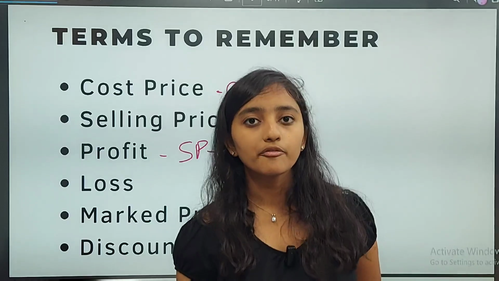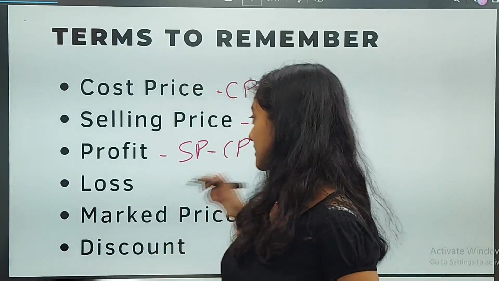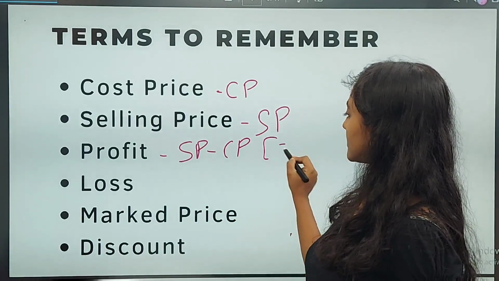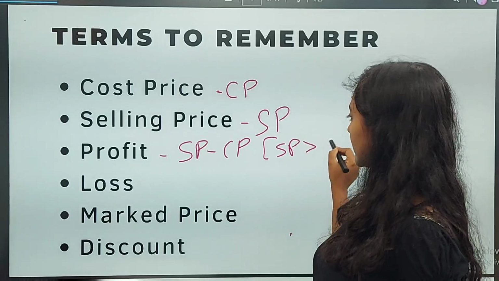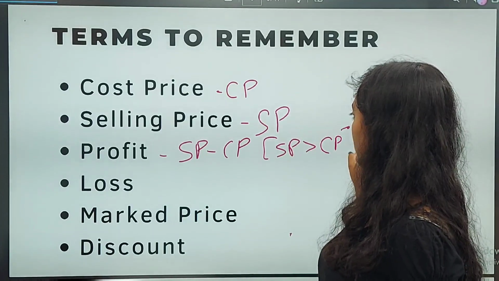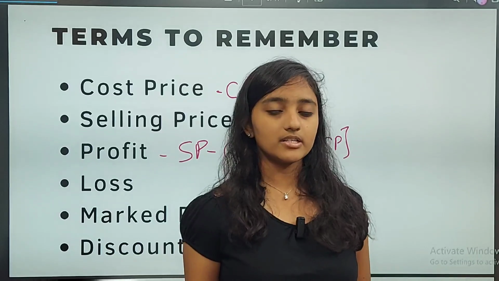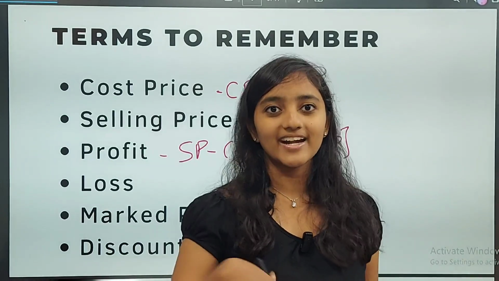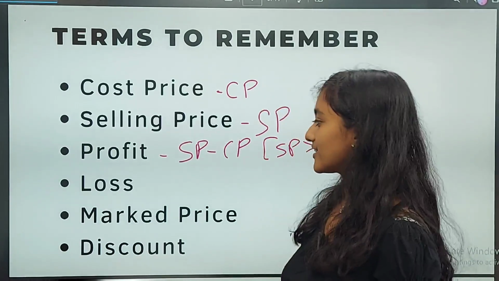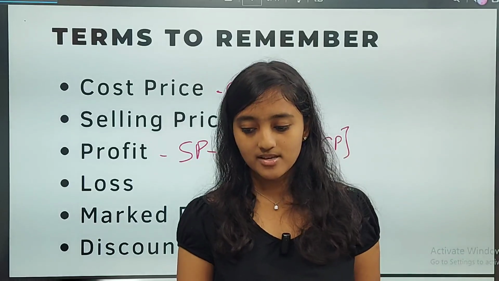It can either be a profit or a loss. So this is true just in case selling price is greater than the cost price. If selling price is less than the cost price, then it is a loss. If it is a loss, then the cost price will be greater than the selling price. So the loss can be calculated as cost price minus selling price.